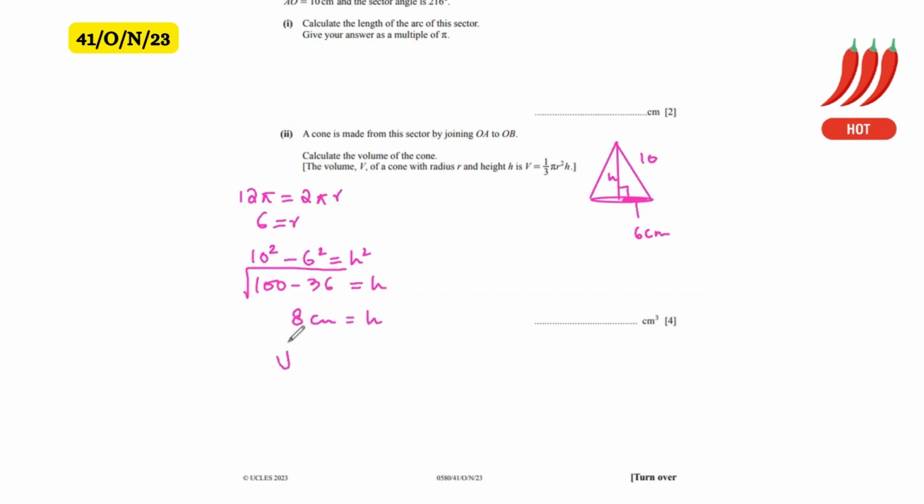So the volume of the cone is going to be 1/3 pi r squared h. 36 times 8 times pi divided by 3. 301.59 centimeter cube. That's your answer.